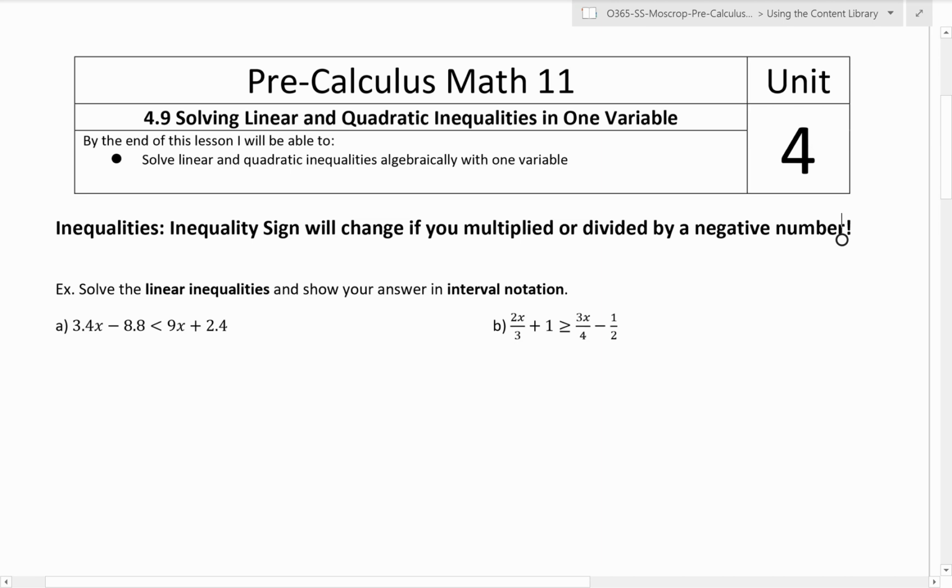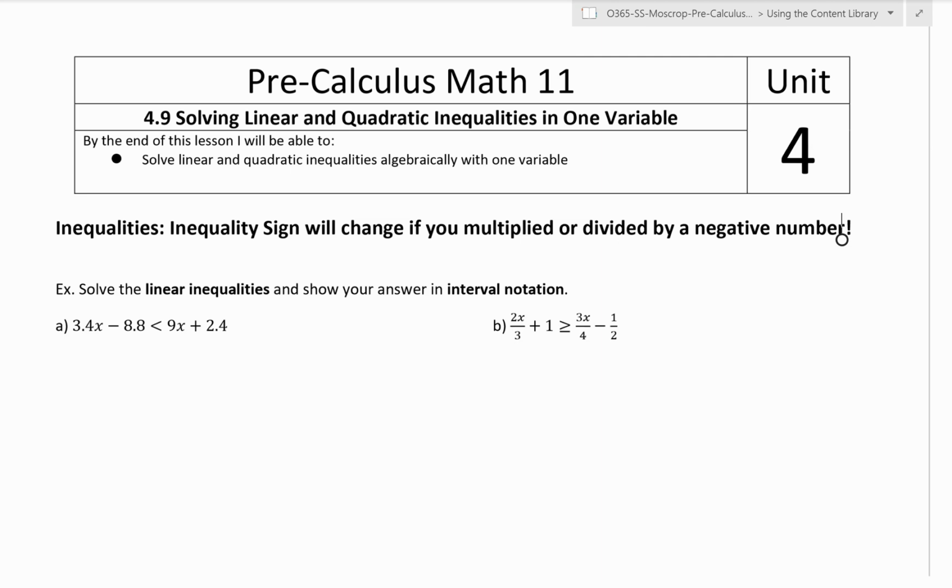Finally, we have arrived at our last lesson of Unit 4.9. We are going to be solving linear and quadratic inequalities algebraically. Last lesson we solved it by graphing. Today we are going to be solving it algebraically, which I think will be much easier. Well, it depends on what kind of learner you are, of course. But to me, algebra is easier.